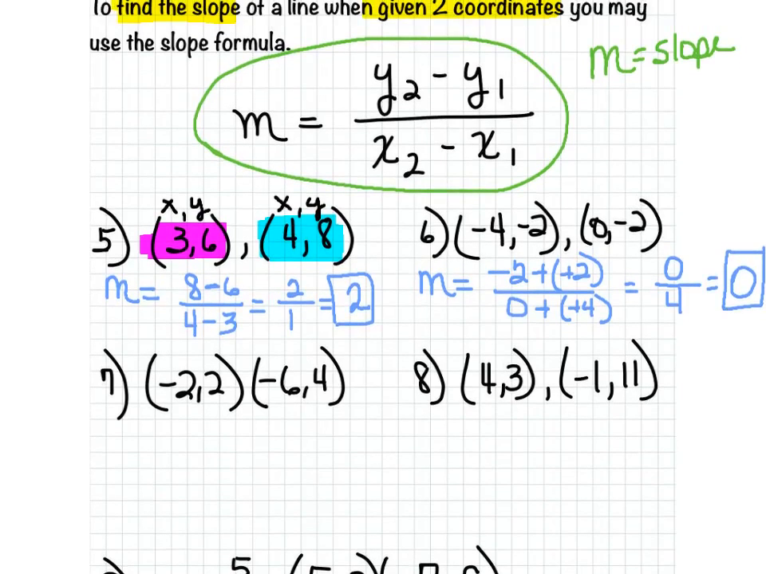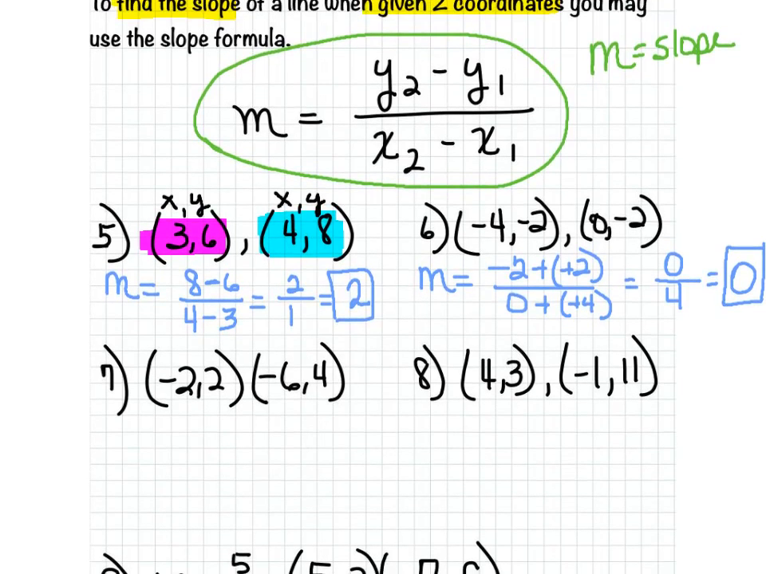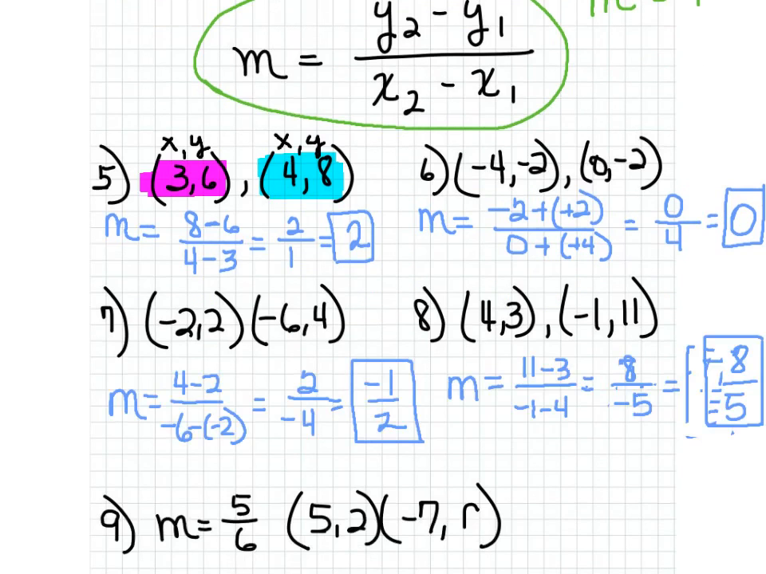Okay, I'm going to pause the video. Go ahead and use the slope formula to find the slope of the line that has the 2 points that are stated there, 7 and 8. Pause the video now. Okay, please check. Number 7 has a slope of negative 1/2, 1 over 2. And number 8 has a slope of negative 8 over 5. Remember, we just said, even though here you come up with negative 5 in the denominator, whenever we have any kind of ratio or fraction, that negative sign's going up to the numerator.